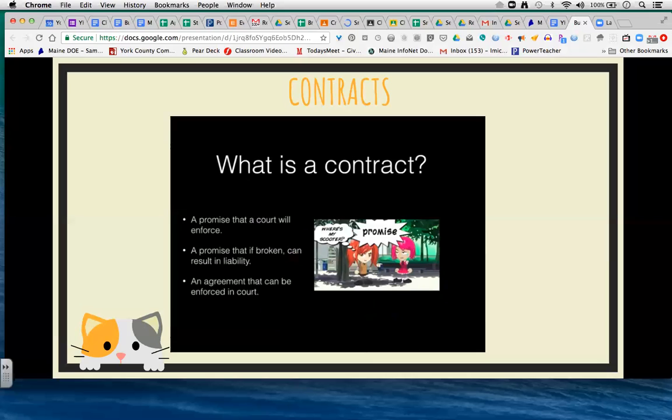So our basic definition of a contract is going to be a promise that a court will enforce. Put a slightly different way, it's a promise that if broken, can result in liability. You can also define a contract as an agreement that can be enforced in court.